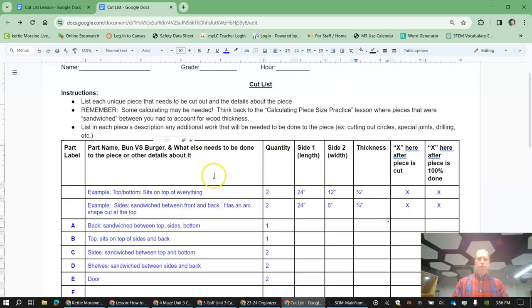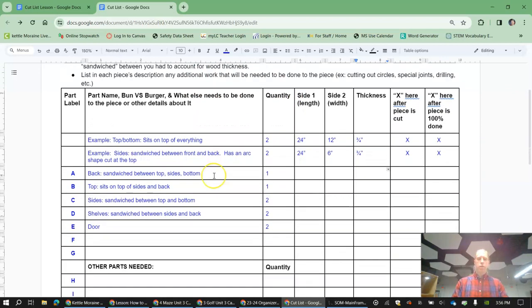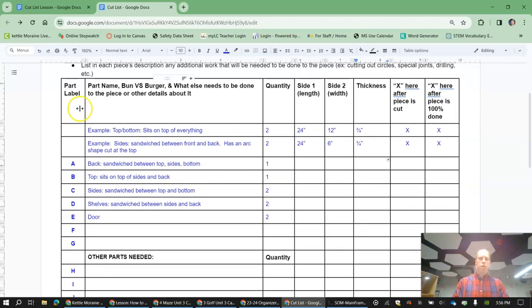Some information here for you to read. We're mainly just going to look at the table here. Here's our part labels. So piece A is the back. Notice I typed here back, and then I wrote how it's sandwiched. I said the back is sandwiched between basically everything. The back is sandwiched between the top, the sides, the bottom. Quantity, that means how many. I'm only going to have one back, so I wrote 1 for quantity.